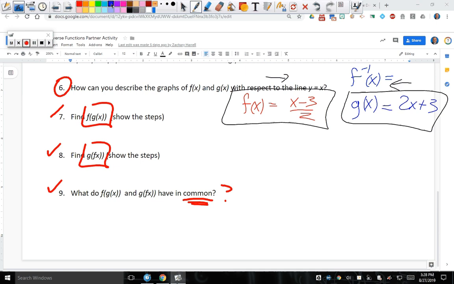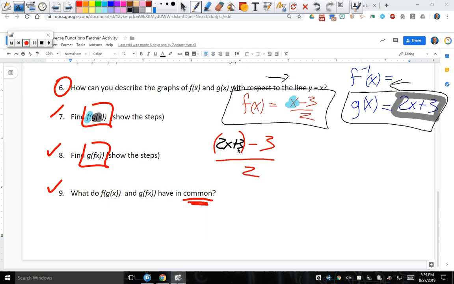Now, what we're going to do in number 7 is f of g of x. That means we're going to take g of x, which is all this, and plug it into f right here. So let's build our formula. Our formula is something minus 3, divided by 2. Anyone, what am I plugging in? 2x plus 3. But wait, before I do that, let's build the other one first, and then I'm going to ask you a question.